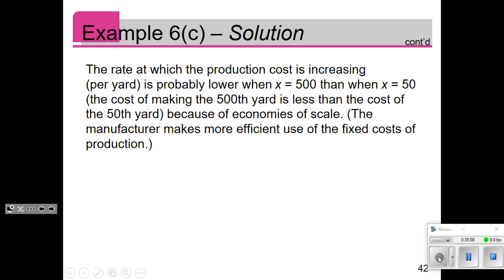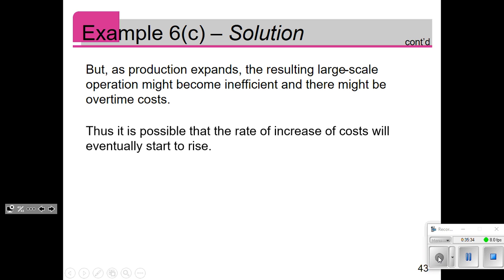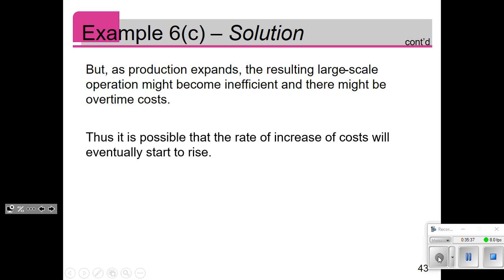The manufacturer makes more efficient use of the fixed costs of production. So F prime of 50 would be greater than F prime of 500. Again, it's going to cost more per yard to make 50 yards than it would 500. But as production expands, the resulting large-scale operation might become inefficient and there might be overtime costs. I guess I hadn't really thought about that. That could be true. Thus, it is possible that the rate of increase of costs will eventually start to rise.